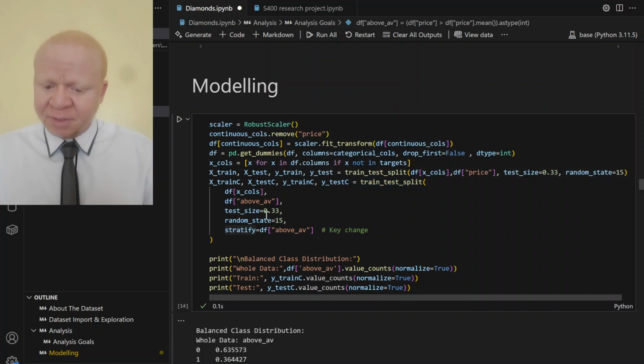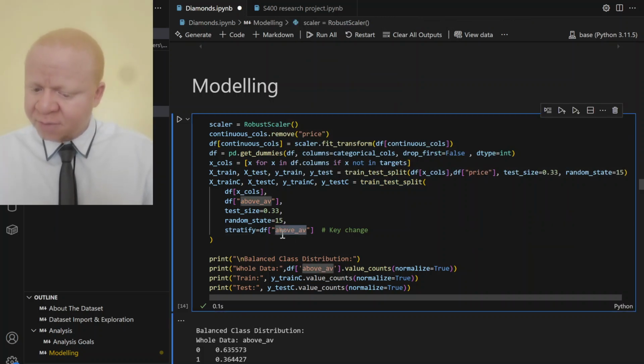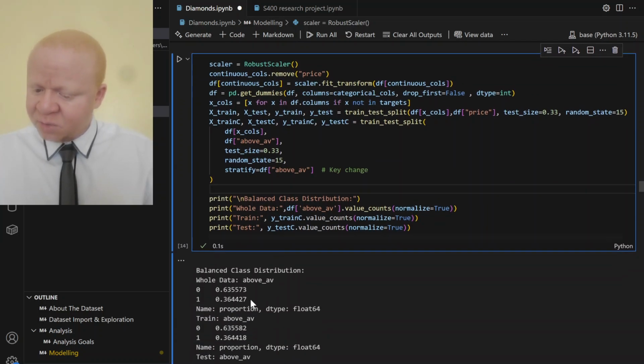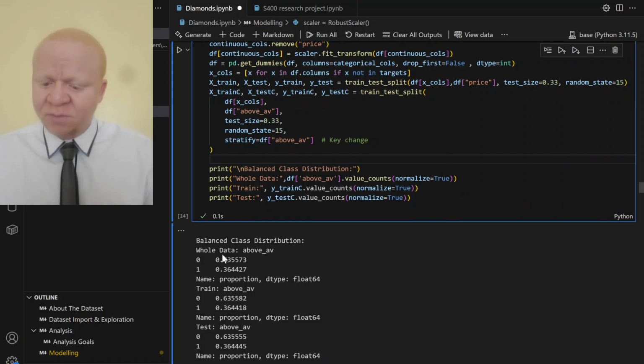I did a special thing with my categorical data for the one where we're going to be predicting above average, where I stratified according to above average to ensure that there is a good class distribution that is reflective of the original class distribution across my training and test data, right?